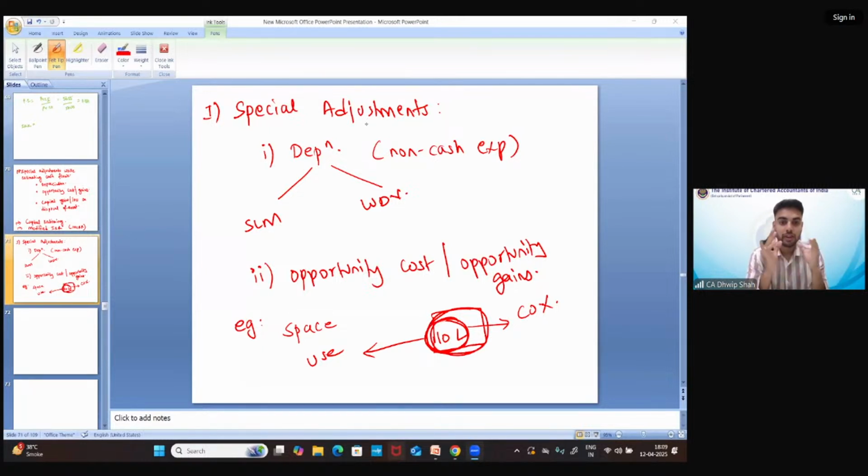Understood? So एक space थी, एक land थी that I had given on rent to another company on rental basis. But now since I want to use it for my own business purpose, I've used that space for my company. And now I have to forego that rent. So that foregoing of rental income will be your cost.